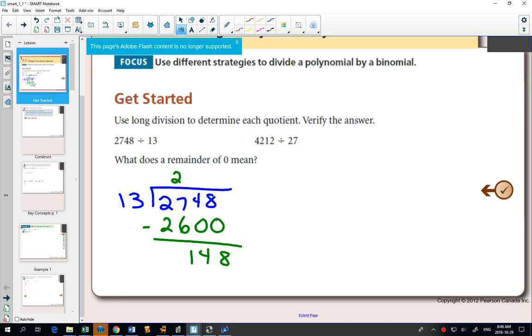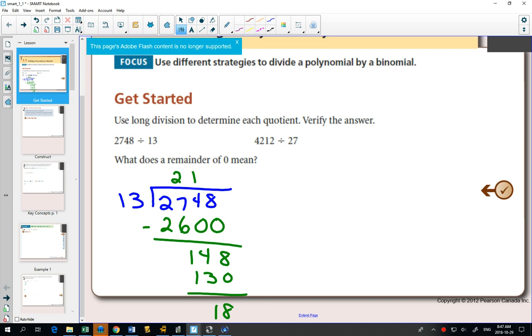How many 13s go into 14? 1. But really what you're looking at is how many 10s go into 148. And 10 times 13. So they usually wrote the 13. I'm going to write the extra 0 there because it really means 10 times 13. And when you subtract, we have 18 left.